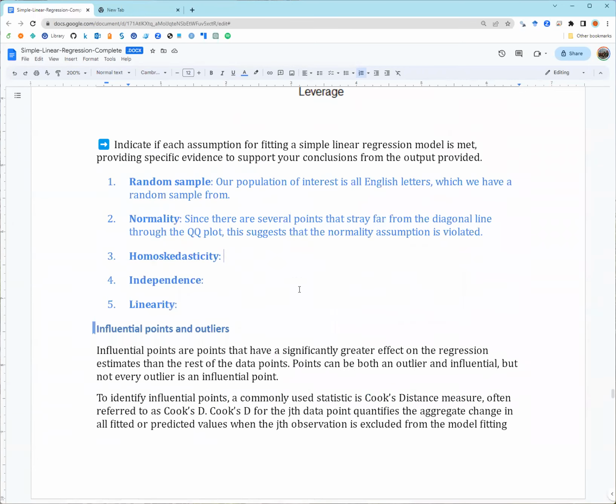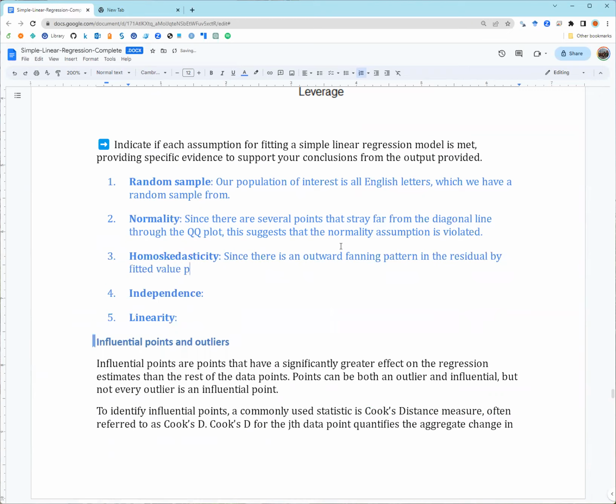So it's important. I want you to say which plot you checked and what you saw that told you whether or not the assumption was met. So here we'll say, since there is an outward fanning pattern in the residual by fitted value plot, the homoscedasticity assumption is violated.